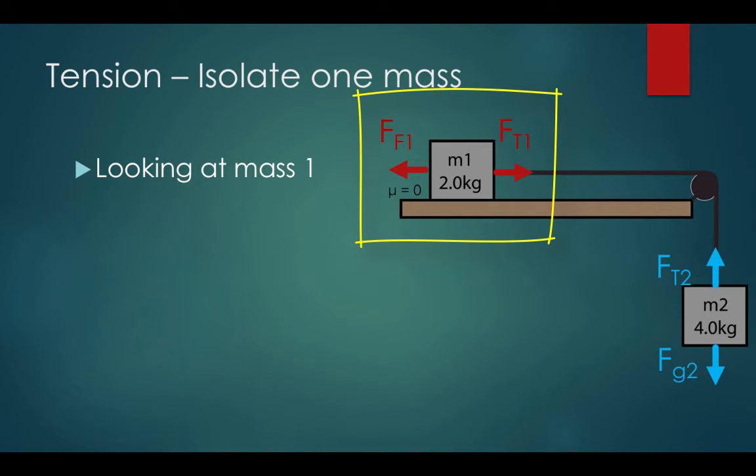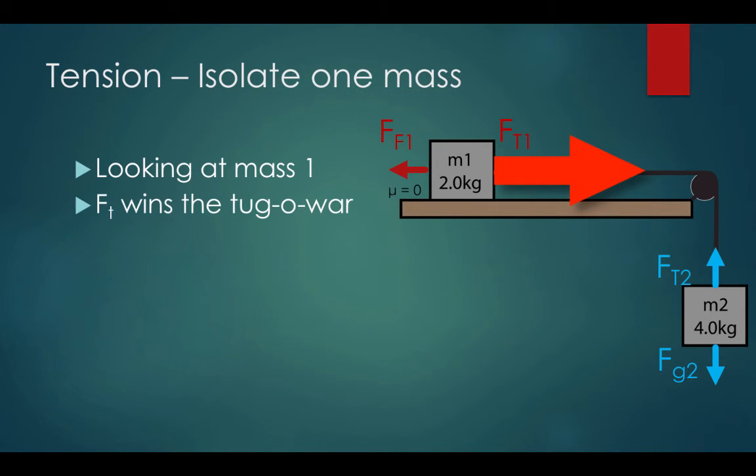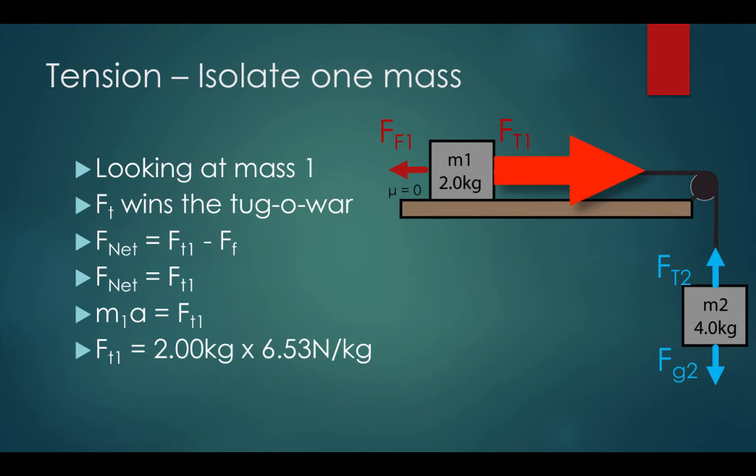Tension wins the tug-of-war at mass 1, since it moves to the right. F net equals force tension on mass 1 minus force friction. There is no friction, so F net is force tension at mass 1. The formula for net force is ma, so m1 times A equals force tension at mass 1. That makes tension at mass 1 equal to 2 times 6.53. Force tension at mass 1 is 13.1 newtons.